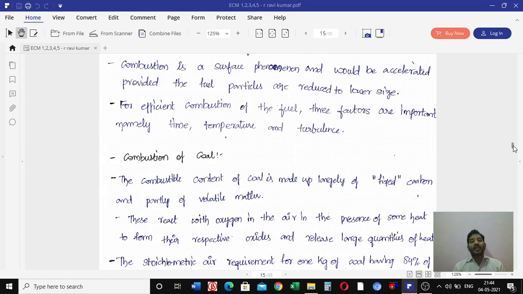For efficient combustion of fuels, three factors are very important. The first one is temperature, the second one is time, and the third one is turbulence.